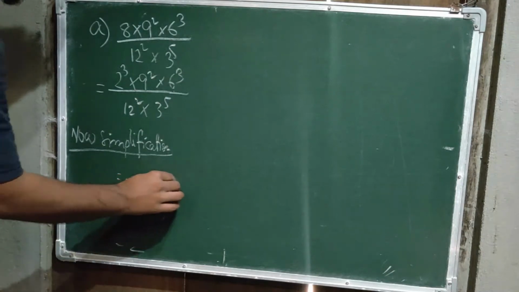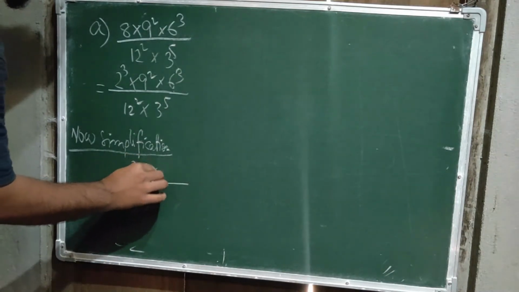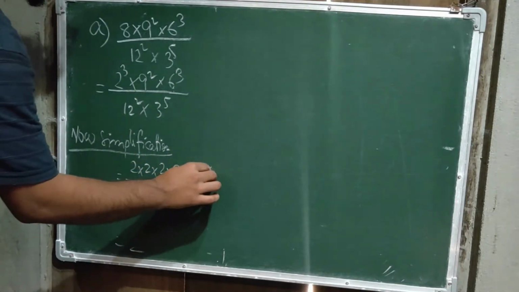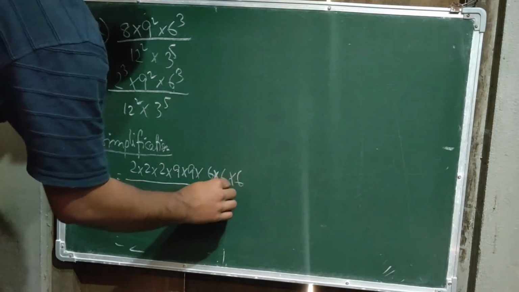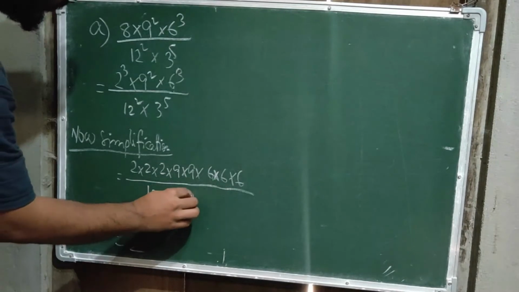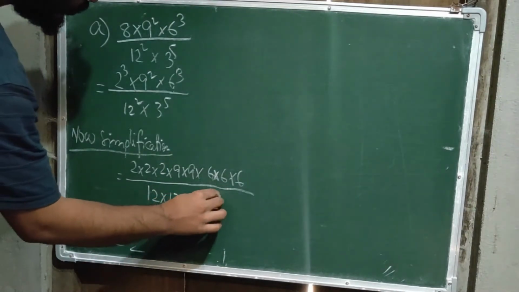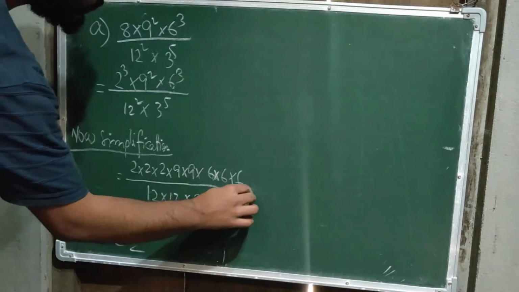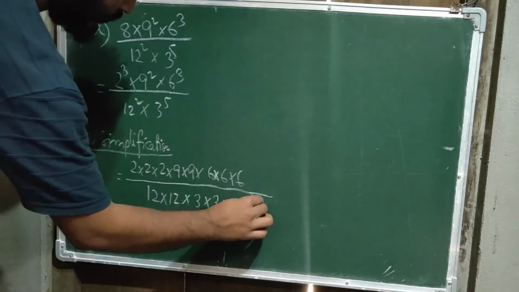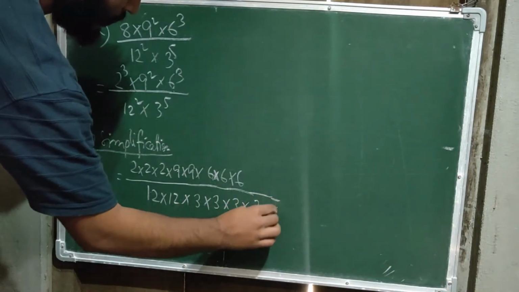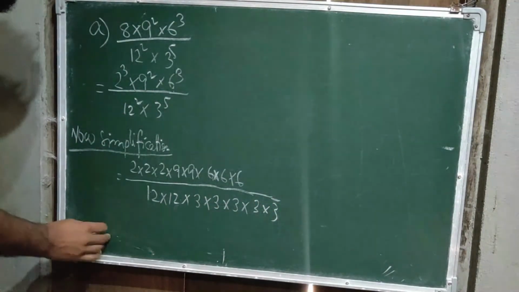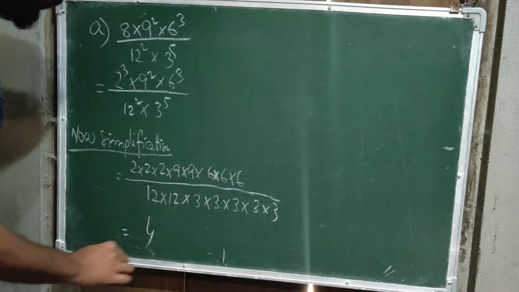So 2 we have to put 3 times, 9 we have to put 2 times, again 6 we have to put 3 times. 12 we will put 2 times, again 3 we will put 5 times. 1 2 3 4 5. Okay, so when we calculate, we will get 4.